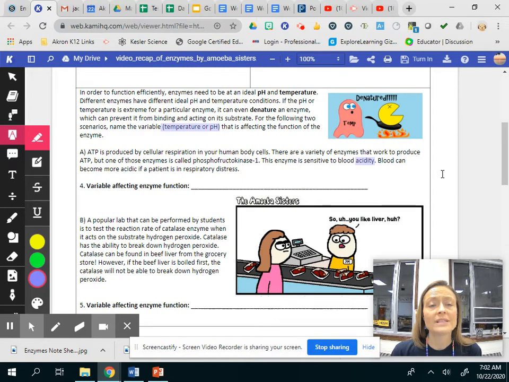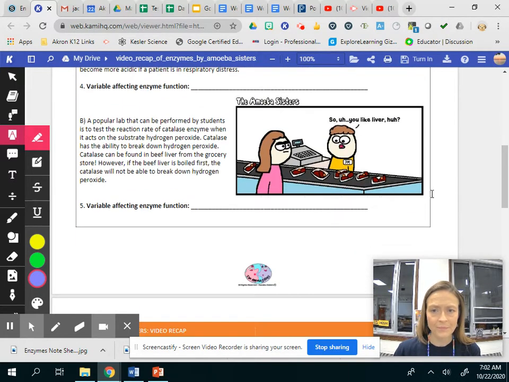Blood can become more acidic if a patient is in respiratory distress. So what do you think they're talking about affecting this enzyme? Is it temperature or is it pH? I think it's pretty obvious, but I'll let you write that one down. Our next picture, these people at a grocery store, it says, so you like liver, huh? And I think it'll make more sense when we read the story here.